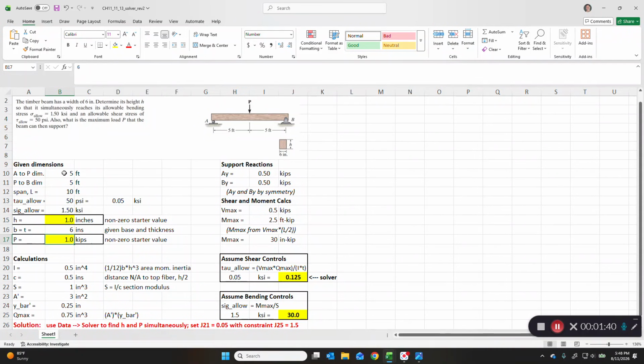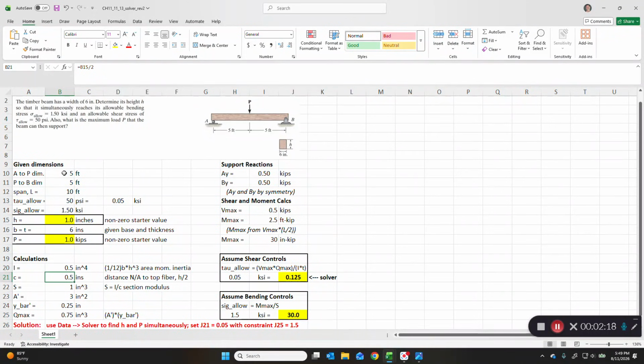So this sets up two equations, two unknowns. So it's a perfect problem to use Excel solver functionality, which we will do to solve for both H and P simultaneously. So let's look at the calculations. I, for a prismatic beam, is 1/12 BH cubed. So H is unknown, so we're going to call it 1. So it would be 1/12 of 6 times 1 cubed, and we get 0.5 inches to the fourth based on this value of 1. Now, if we made the value 2, you can see everything changes accordingly. We're going to leave it at 1.